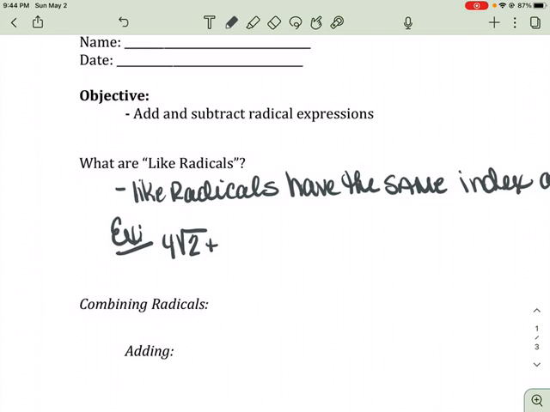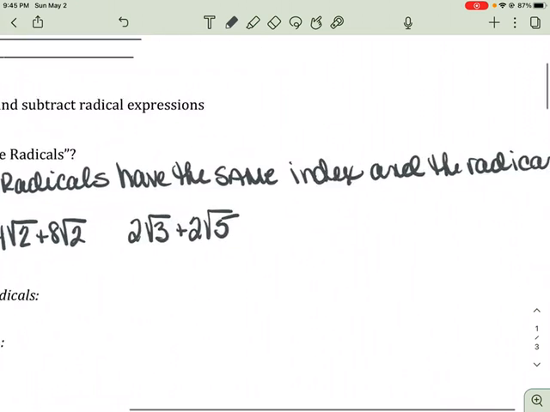4 square roots of 2 and 8 square roots of 2 are like radicals, but 2 square roots of 3 and 2 square roots of 5 are not. Even though they're both square roots, you have a 3 and a 5. They have to be exactly the same.